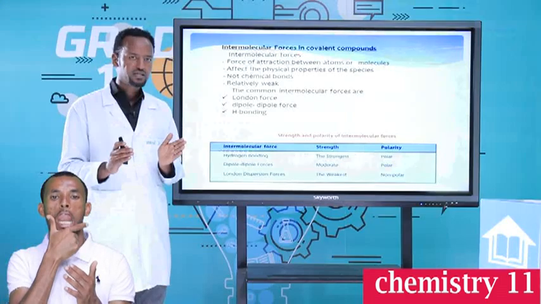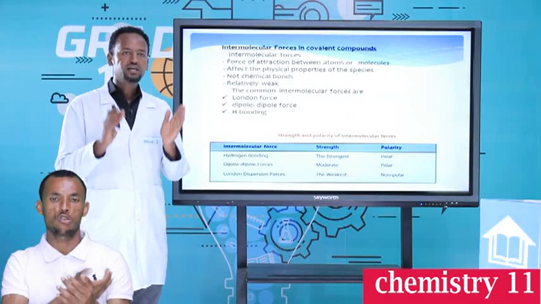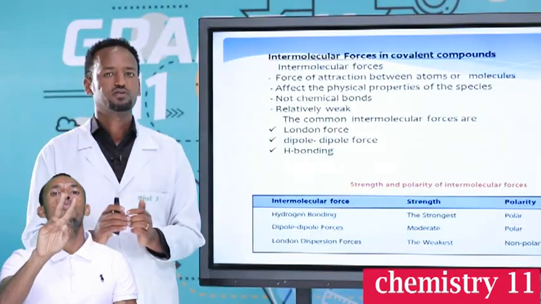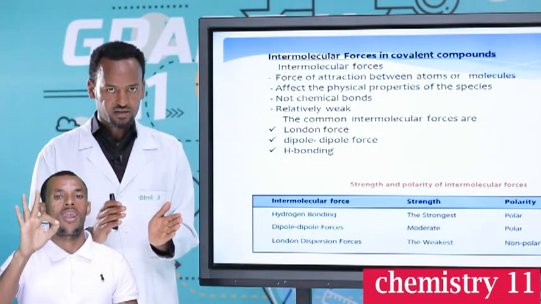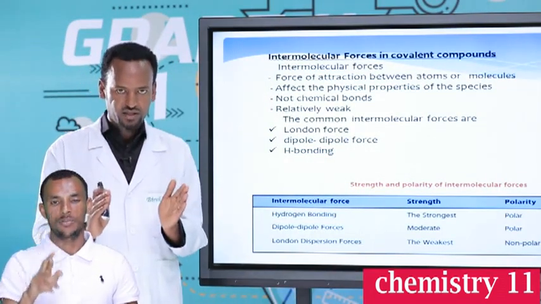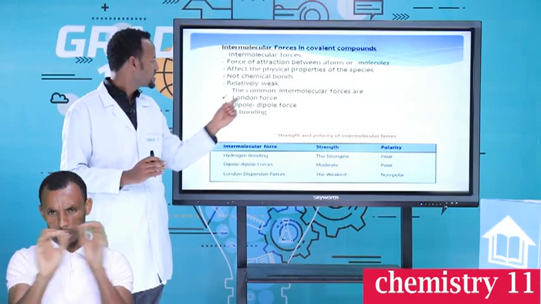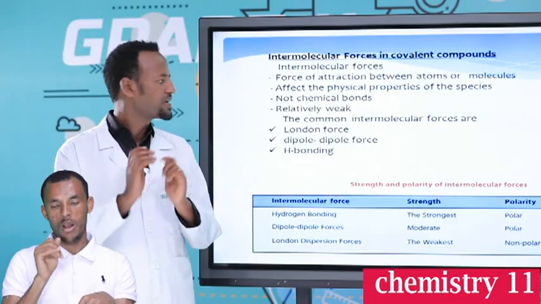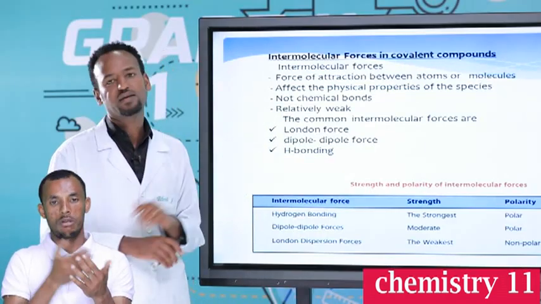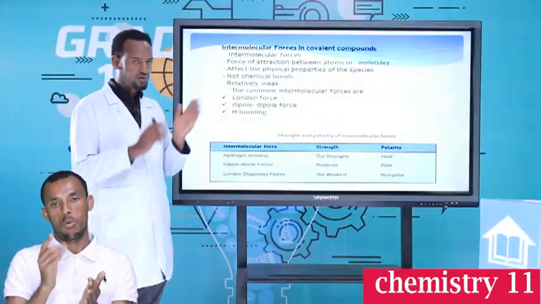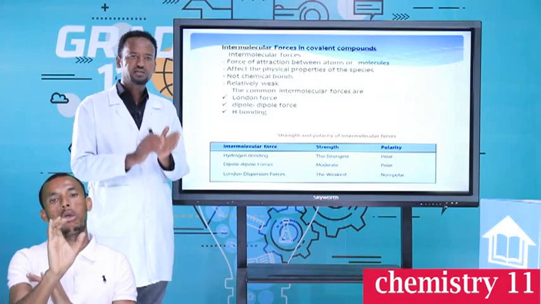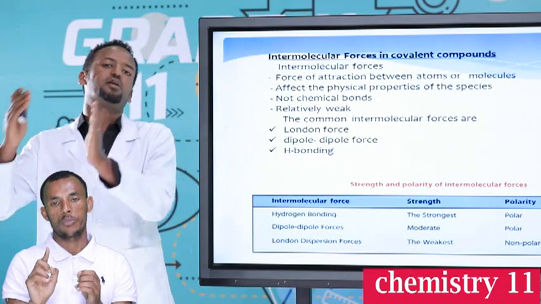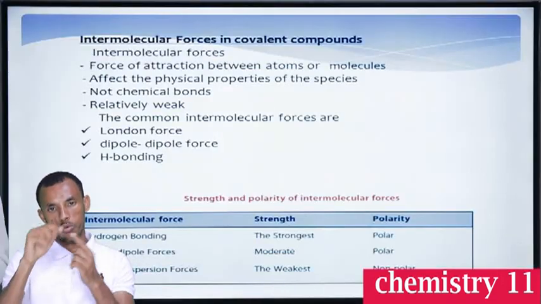London force is force of attraction between what types of molecules? Between two non-polar molecules. You know polar and non-polar. Therefore, force of attraction between non-polar molecules is called London force. London force is weak because it is under intermolecular force. For example, carbon dioxide. Carbon dioxide is non-polar. The force of attraction between carbon dioxide and another carbon dioxide is London force.